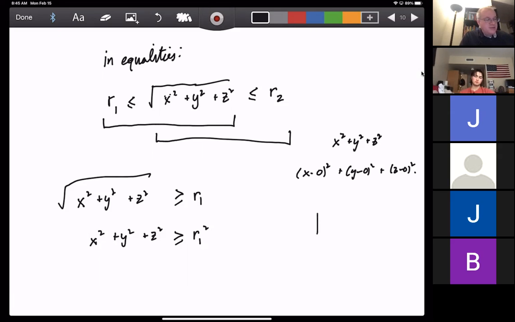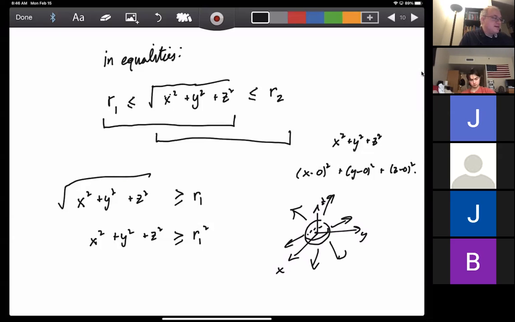So if I think about what that means, the first inequality gives me a sphere of radius R1 centered at the origin. And I want everything that's further away. I want that sphere plus everything further away from the origin. So everything on or outside the sphere is what's coming from the first of these inequalities.